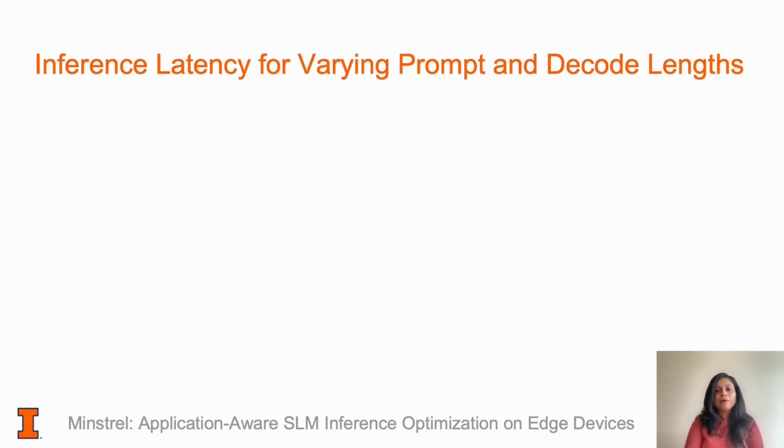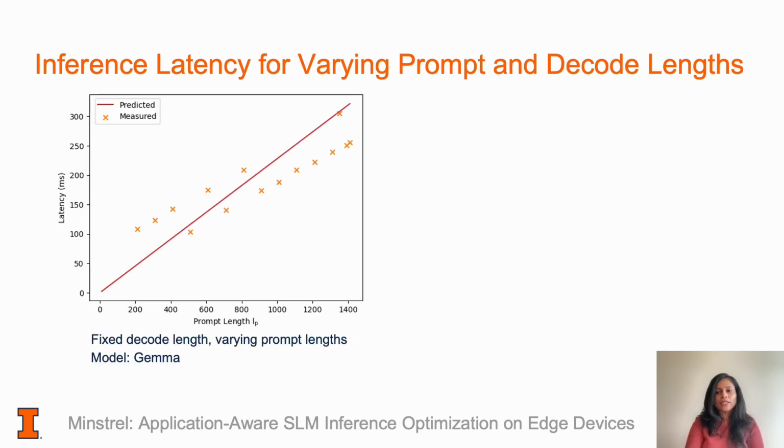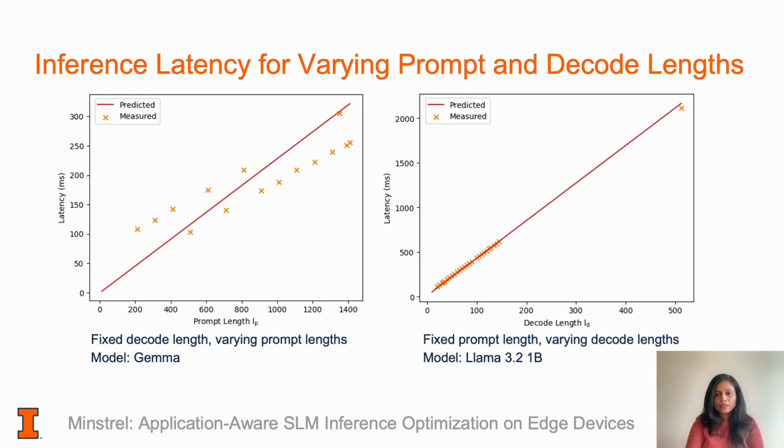First, we study the impact of prompt and decode lengths on inference latency. We begin with fixed decode length. On the x-axis, we vary the prompt length, and on the y-axis, we measure the inference latency in milliseconds. The crosses denote measured values, and the red line denotes Minstrel prediction. We observe that there's a linear increase in inference latency with increase in prompt length.